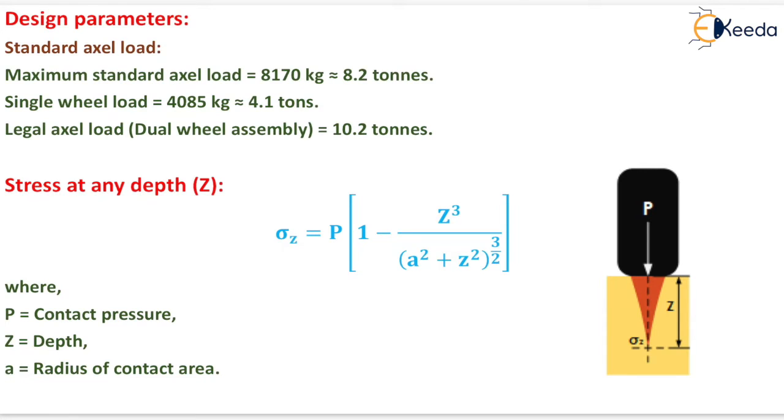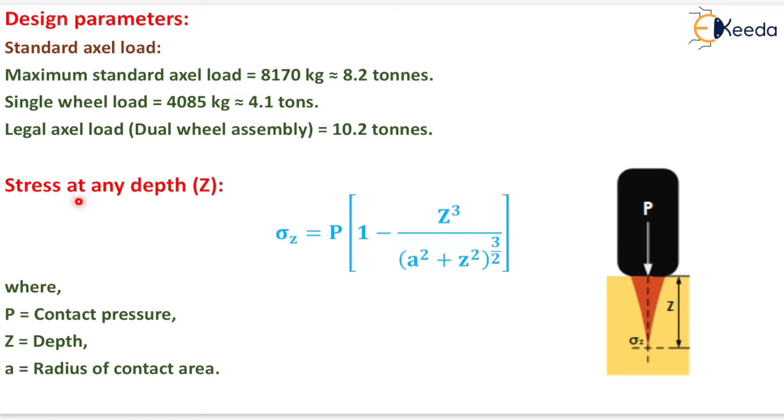The first design parameter is standard axle load. The maximum standard axle load is equal to 8170 kg, which is equal to 8.2 tons. Single wheel load will be equal to this divided by 2, so it will be equal to 4085 kg or 4.1 tons. Legal axle load, that is dual wheel assembly, is equal to 10.2 tons.